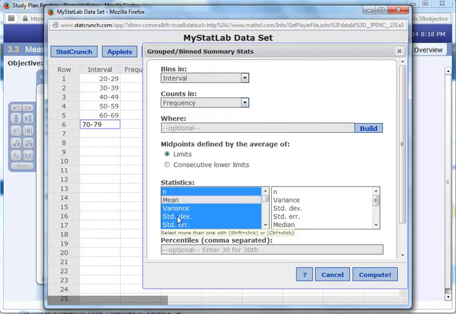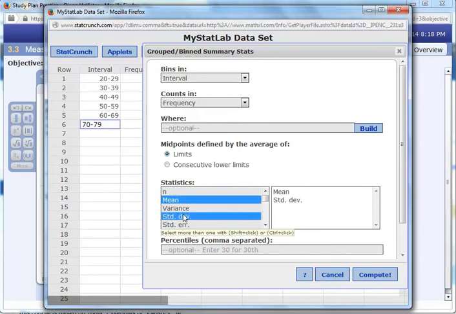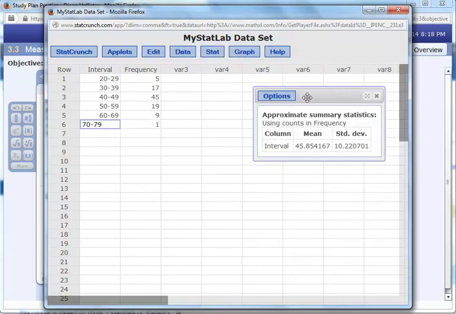And let's say we just want the mean and the standard deviation, so we're going to click those two and highlight those for our little printout. So here the average for this frequency distribution is 45.85, which kind of makes sense because you notice that a lot of our data is in the 40 range, and our standard deviation is 10.22.